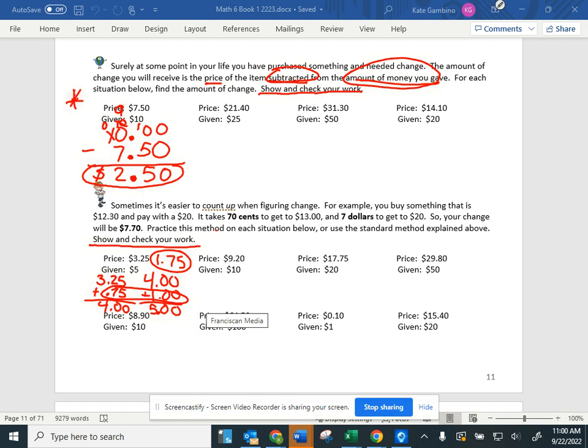No. But here's my challenge to you. Do you want to know if you got your answer correct? Yeah. Is it going to be important on the test that you get your answer correct? Should we get in the habit of checking our work? Because it's going to come in handy when we get to the test.